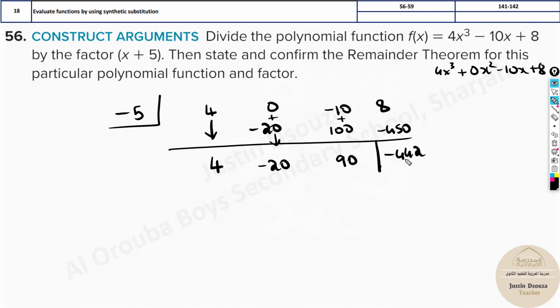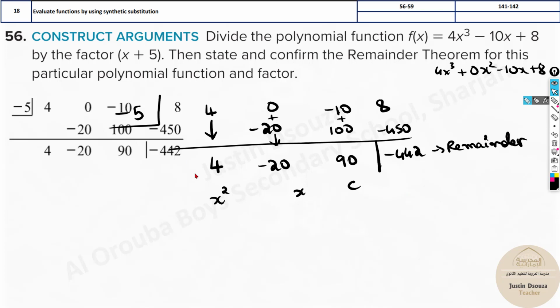Now the last term here, this is the remainder, and you will always have the constant term over here. This is the constant, and this is with the coefficients of the variable x and x squared. Another way to check is just see the dividend. It's x cubed, so the quotient will be 1 degree less than that. That's it, so this is the answer. Now we can check our answers. Over here, you got minus 442, same answer.